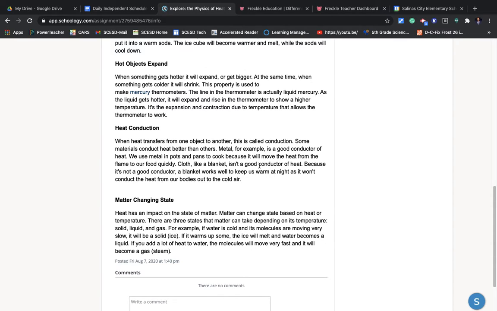So conductor is something that produces conduction or allows for conduction to happen. Because it is not a good conductor, a blanket works well to keep us warm at night, as it won't conduct the heat from our bodies into the cold air. So it's not going to suck up our heat and push it out. It's going to keep it in.